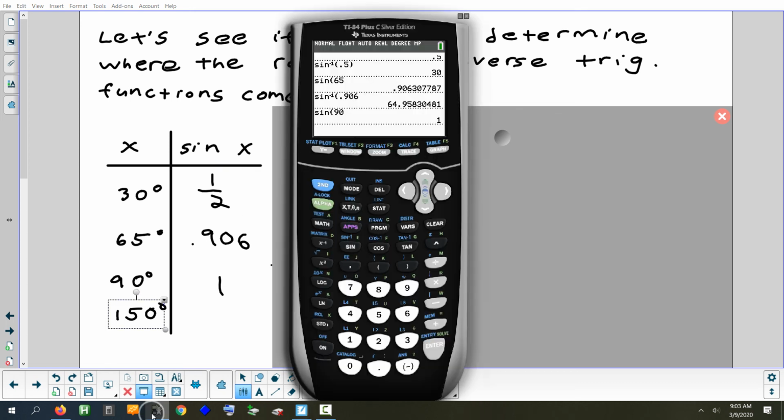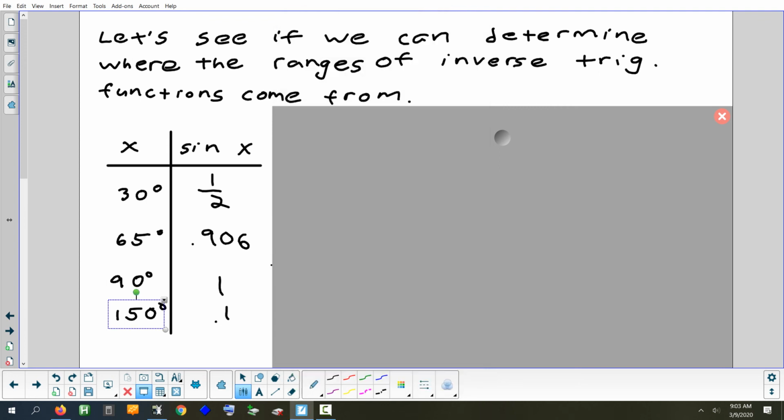Now let's take the sine of 150. 0.5. What's the problem now? What just happened?